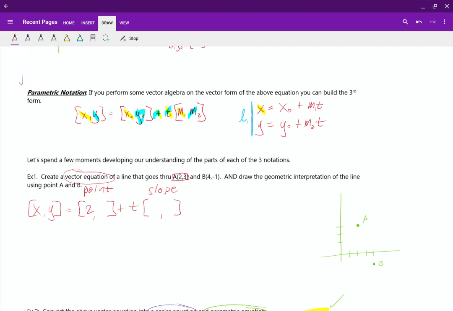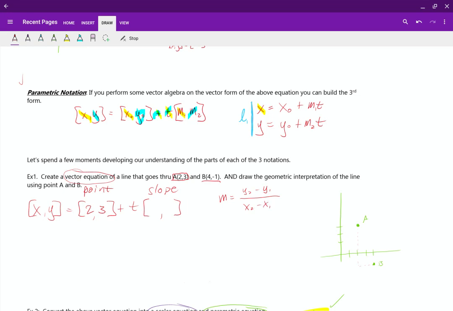It's 2, 3. And the slope of the line, well, I can use A and B. It's basically the rise over the run. I'm going to go rising down, and I'm going to run over, right? Well, let's just remind ourselves, what's the slope formula? It's y2 minus y1 over x2 minus x1. Don't forget the slope formula.